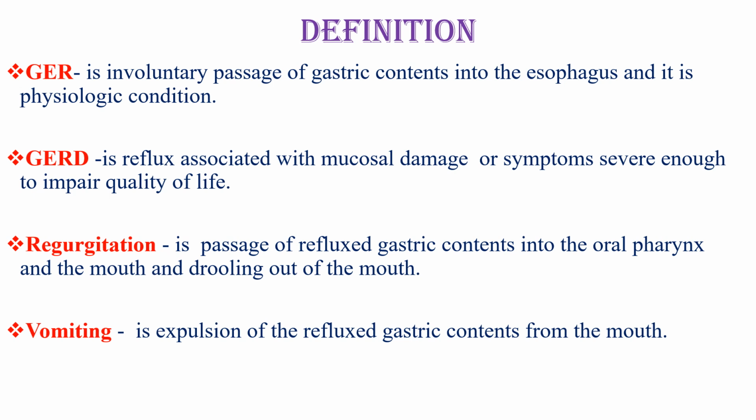Regurgitation is passage of refluxed gastric content into the oropharynx and the mouth and the rolling out of the mouth, whereas vomiting is expulsion of refluxed gastric content from the mouth. Regurgitation is just drooling. Rumination is the opposite of regurgitation: it is a voluntary activity, whereas regurgitation is involuntary.